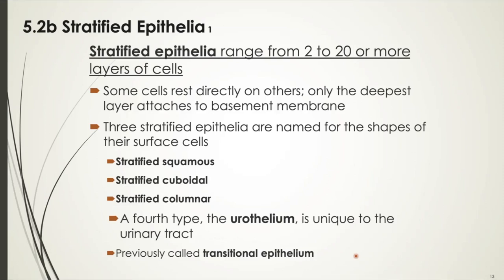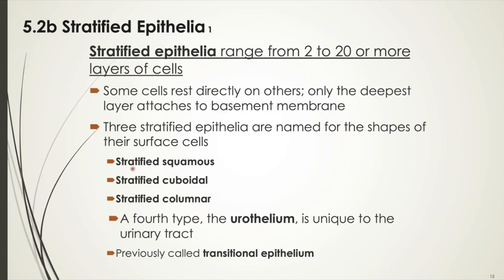So the stratified epithelia can range between 2 or more layers. So really 2 to 20 or more layers, which can be a lot. Some of the cells are going to rest directly on each other. Only the deepest layer is going to attach to the basement membrane, only the bottom layer. The 3 stratified epithelia are going to be named for their shapes.